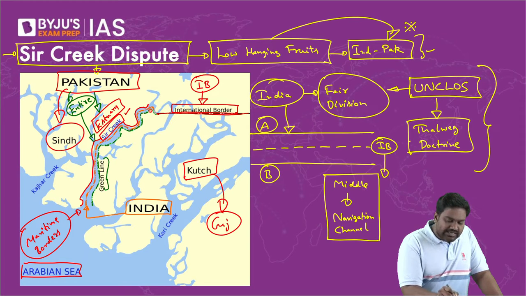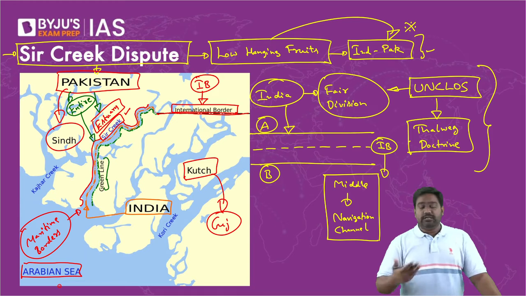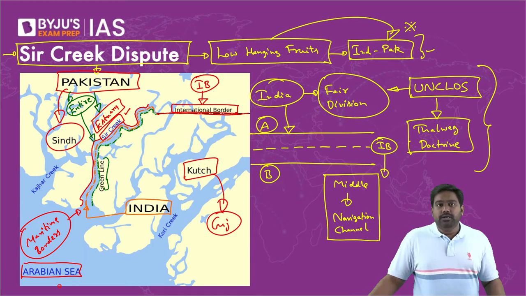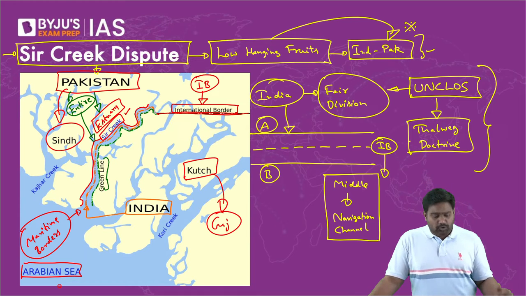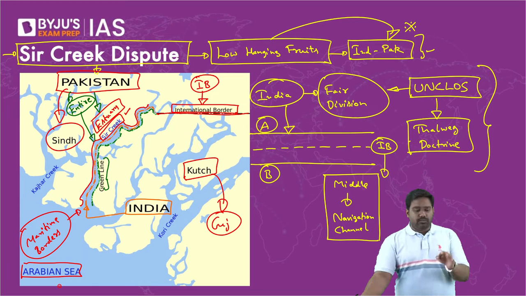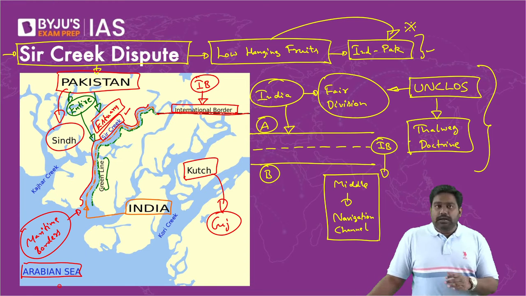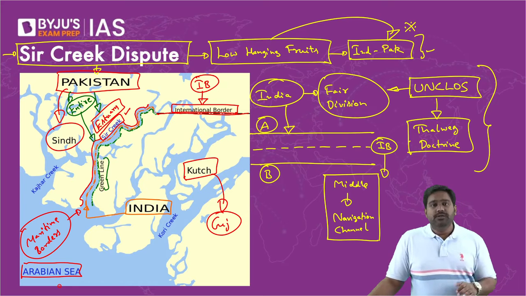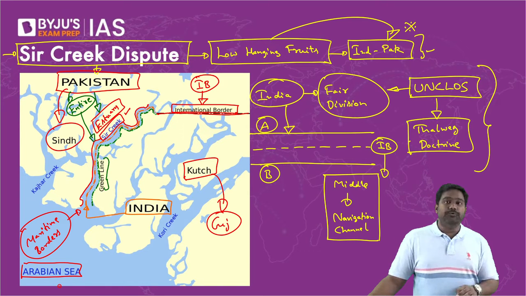And this, of course, is unacceptable to India. That would be unfair. It would be an unfair division. And this could have an impact on the maritime boundaries that would be drawn in the Arabian Sea. Right? So India is insisting that we should sit, negotiate, and work out a solution. But Pakistan is hell-bent that it wants the whole Sir Creek to itself. So that is why this remains a standing dispute.